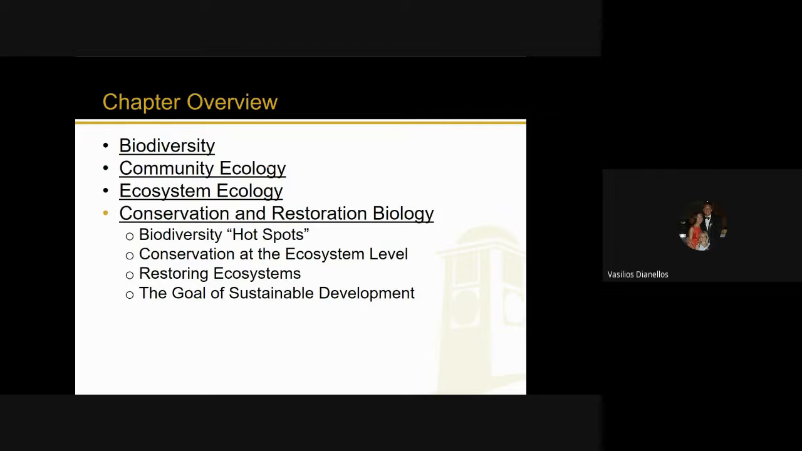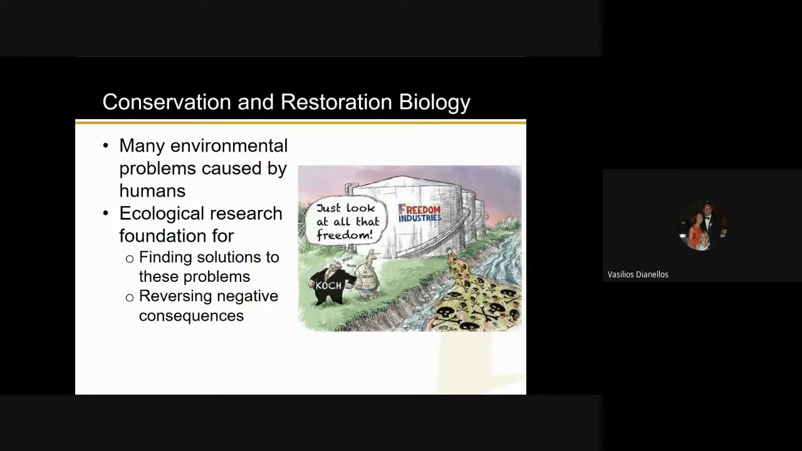Let's talk about the last main bullet point, conservation and restoration biology. We already hinted at this in the last chapter, and this is a lot of common sense stuff that you've probably been familiarized with your whole life, so I can go through it quickly.